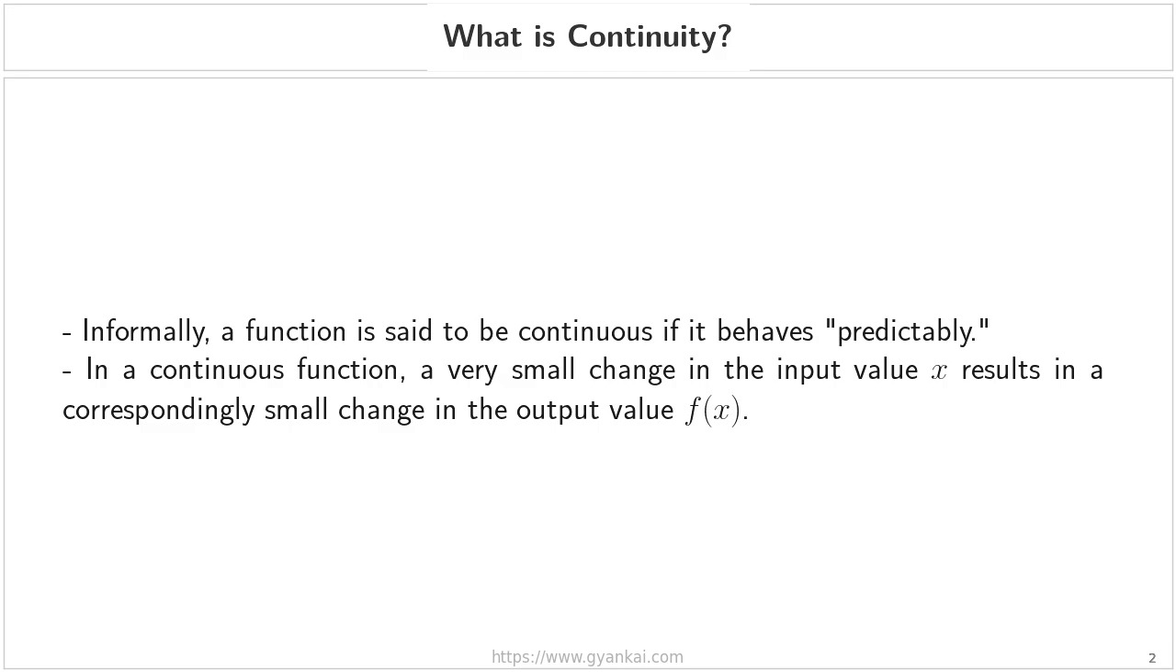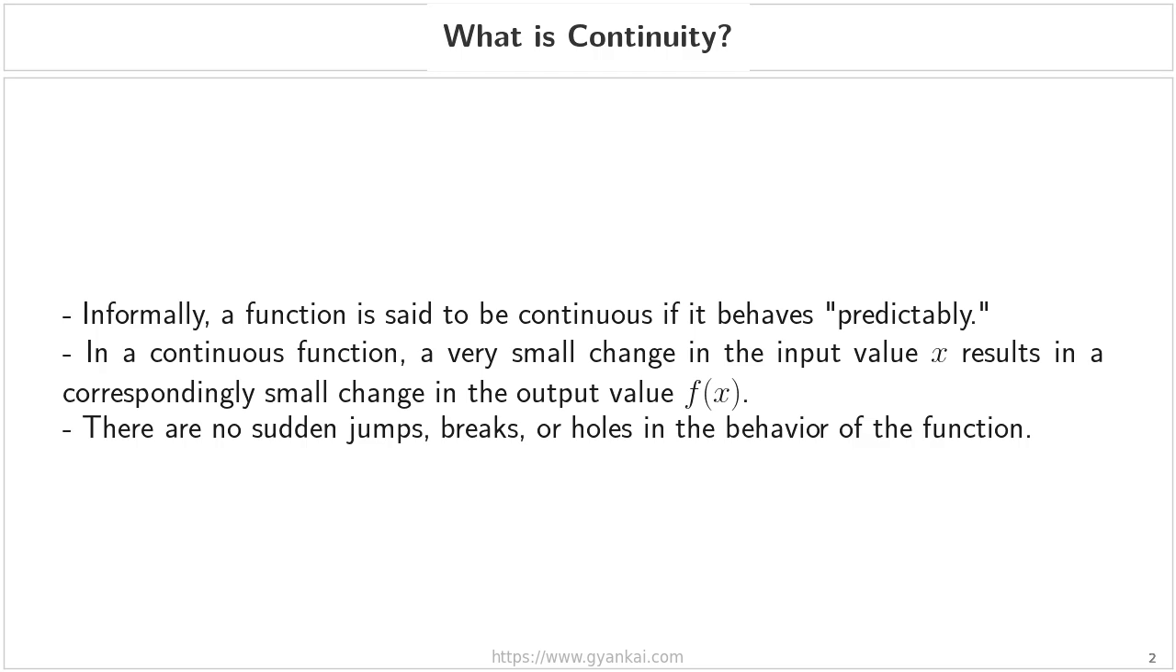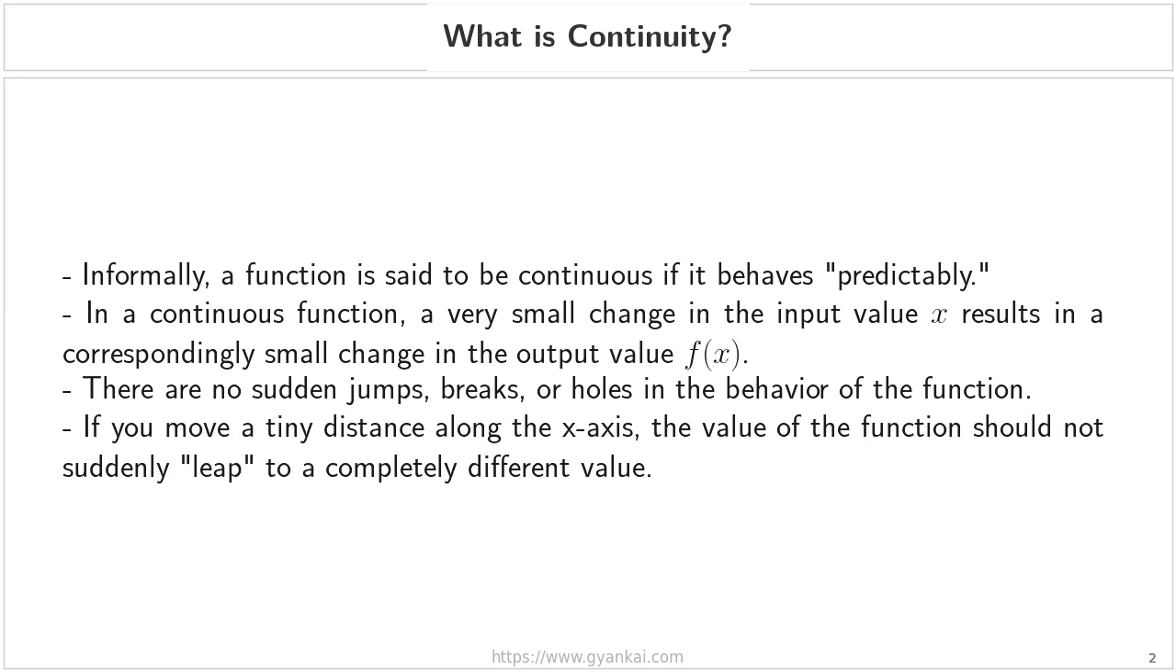In other words, the output doesn't react violently or erratically to a tiny nudge in the input. Because of this predictability, there are no sudden jumps, breaks, or holes in the behavior of the function. It flows steadily. To put it simply, if you move a tiny distance along the x-axis, the value of the function should not suddenly leap to a completely different value. It should transition smoothly from one point to the next. Now that we have this intuitive grasp of predictability, let's look at how we can actually visualize this on a graph in the next slide.